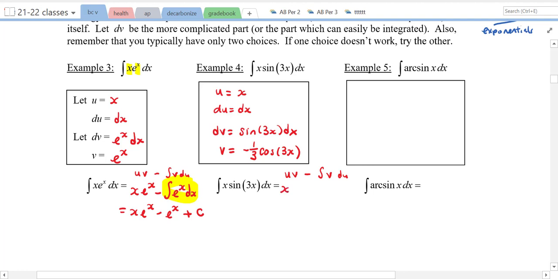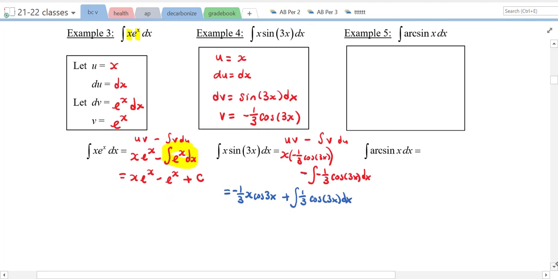Ultraviolet: x times negative 1/3 cosine of 3x, minus the integration of v, negative 1/3 cosine 3x, times dx. Let me just write this a little bit nicer here for us. I'll write this as negative 1/3 x cos 3x. The two negatives become a positive, so plus 1/3 cos 3x dx.